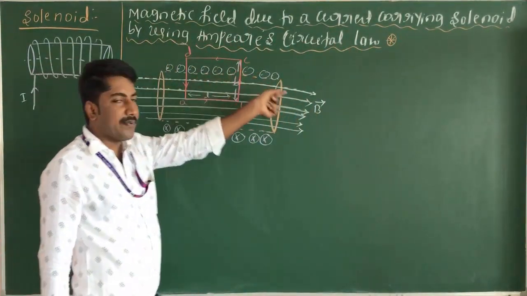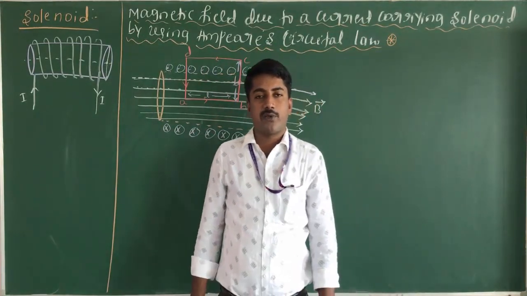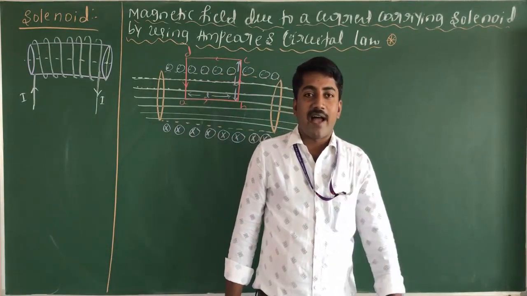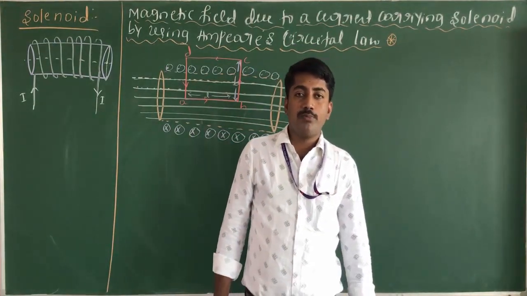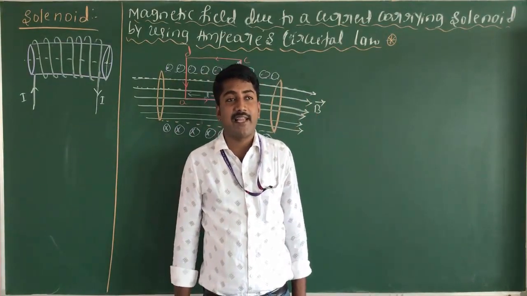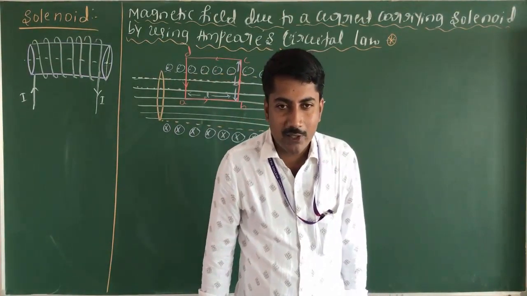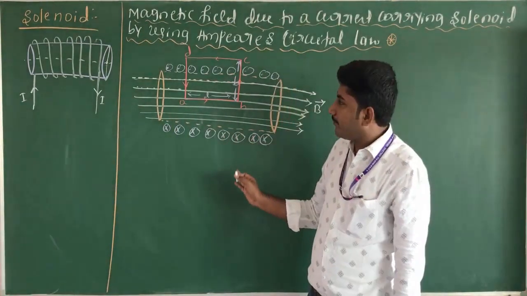Now I am going to discuss the magnetic field due to a current carrying solenoid by using Ampere Circuit Law. In the last class I already discussed Ampere Circuit Law. It states that the line integral of the magnetic field is equal to mu naught times the net current enclosed by the path. This is the equation of Ampere Circuit Law. Using that, we find the magnetic field due to the solenoid.